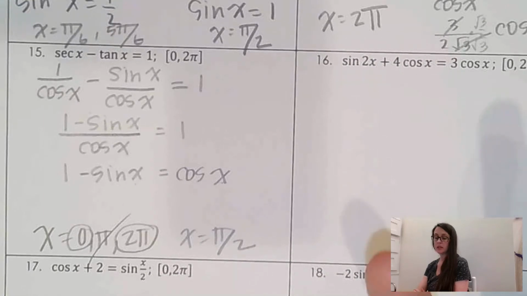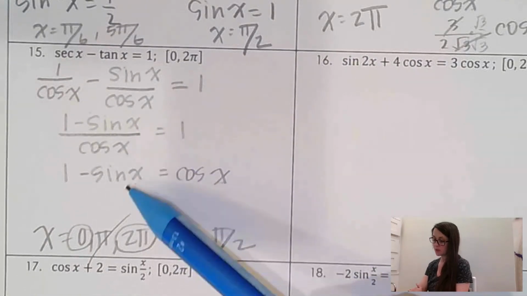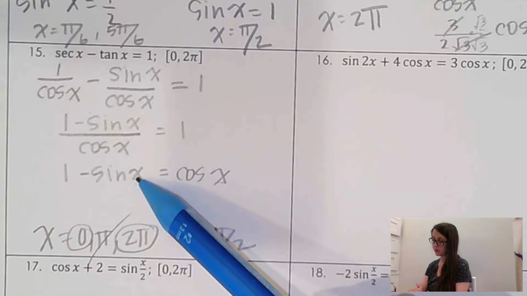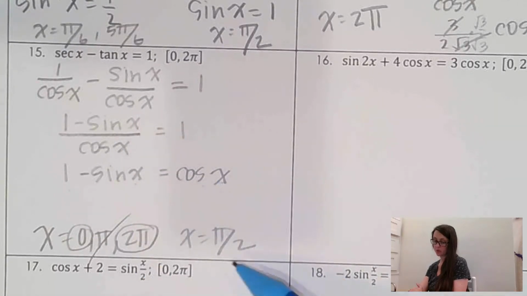When you have the same two values inside there, you don't really have to worry as much about checking your answers. So pi over 2, sine of pi over 2 is 1, so 1 minus 1 gives me 0, and cosine of pi over 2 is 0. So we're good.